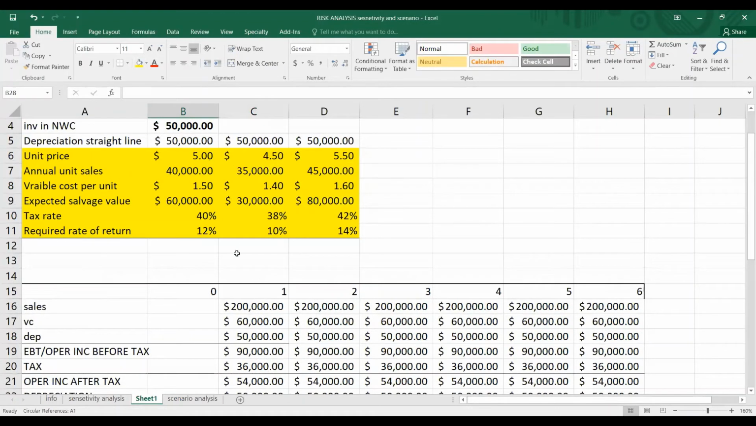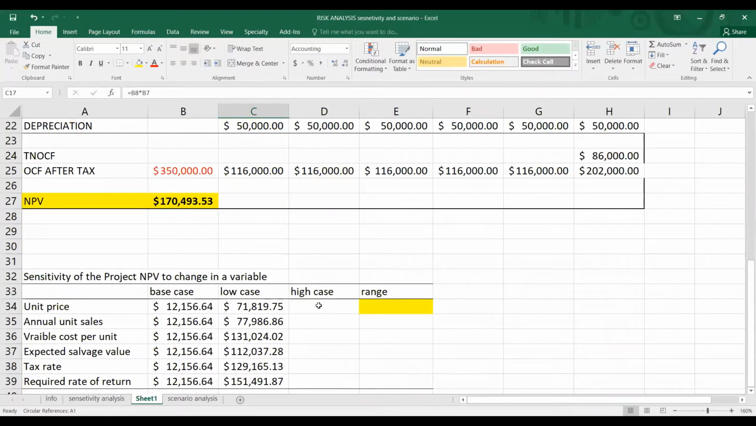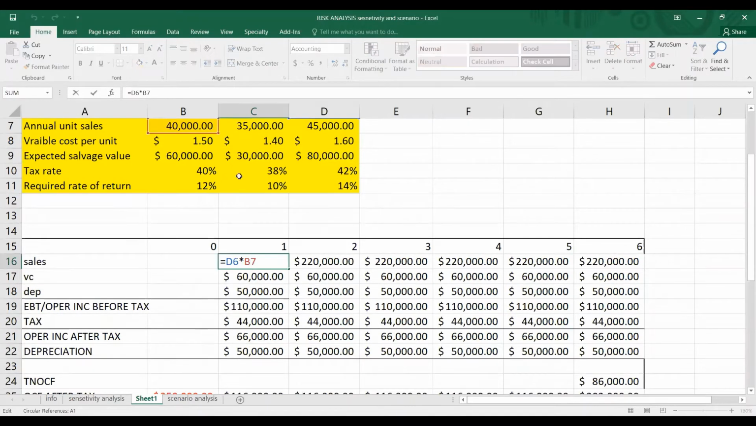Okay, what if my sale unit price is not $5 but 5.5? My NPV increases to 170. What about my annual unit sales? But let me return the price back first.